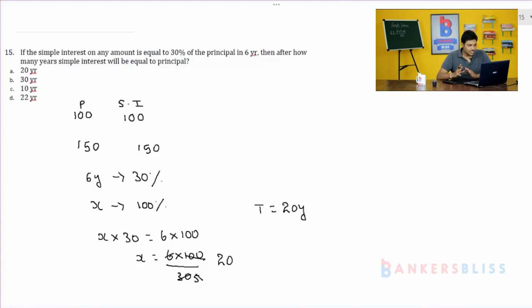So the rate percent is 30% for 6 years. Based on this condition, if we calculate, we will get 100% simple interest, or the interest amount will be the same as the principal amount, for 20 years. So for the 15th question, 20 years is the answer, that is option A. Let us go for the next question, the 16th question.